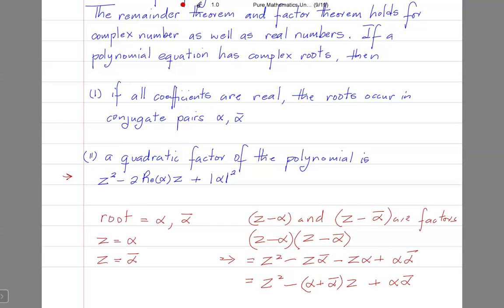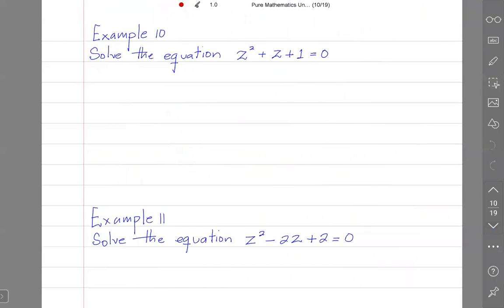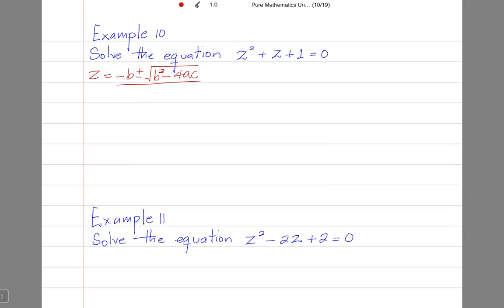All right, so I'm going to the next page. Let us see if we can try and see some of these things in action. All right, example 10 says, solve the equation z squared plus z plus 1 is equal to 0. All right, well, I'm going to solve this equation using the quadratic formula.